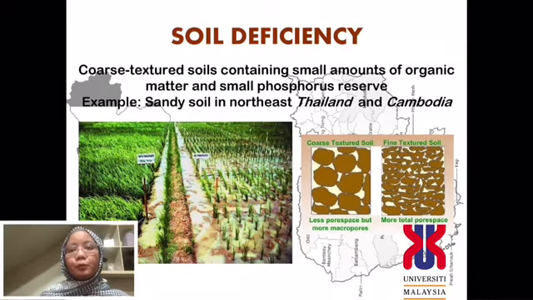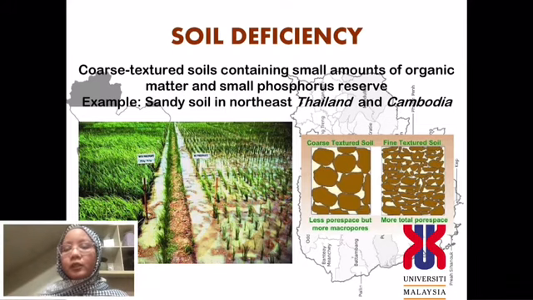Alright, so next we move to soil deficiency. Soil deficiency is actually because of insufficient amounts of nutrients in the soil, for example, nitrogen and also phosphorus. So here we have the example in Southeast Asia, which is Thailand and Cambodia. They usually have sandy soil with coarse texture in their rice fields.